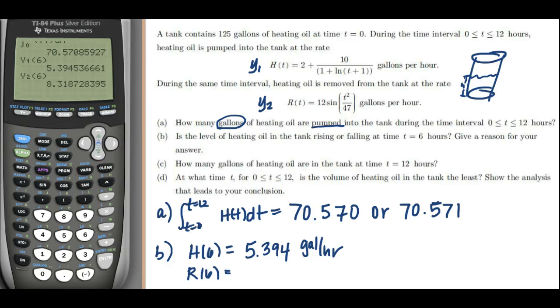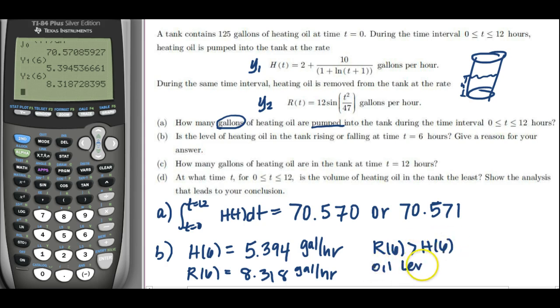So the rate of oil coming out is bigger. It's 8.318 gallons per hour. So since more oil is coming out than is going in, the level of heating oil must be falling. So a reason for my answer is because R of 6 is greater than H of 6. The oil level is falling. And that's all we would need to state.